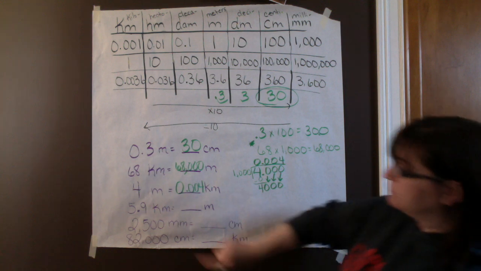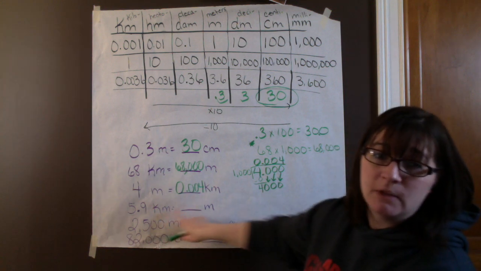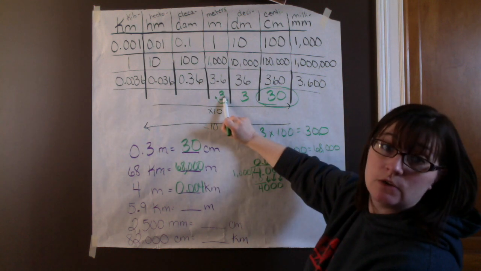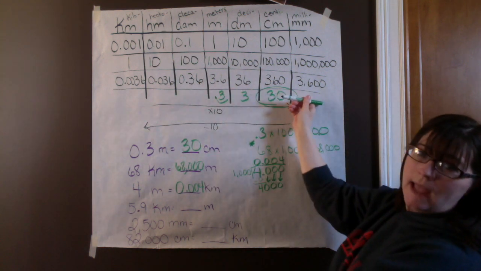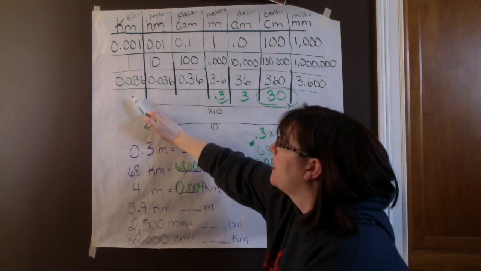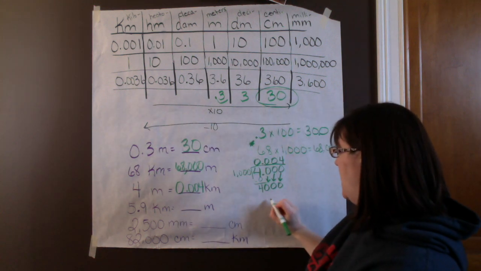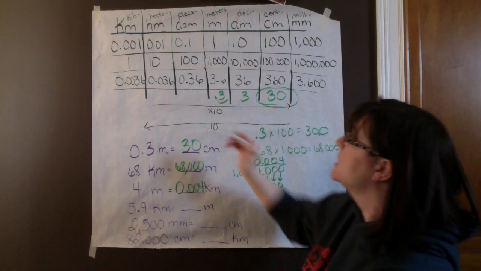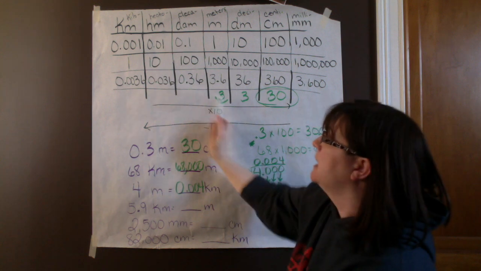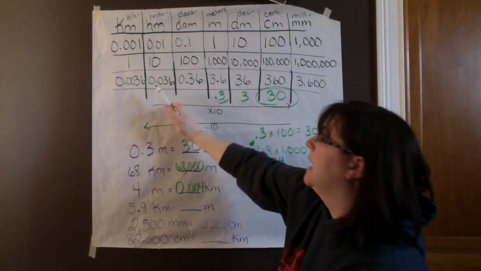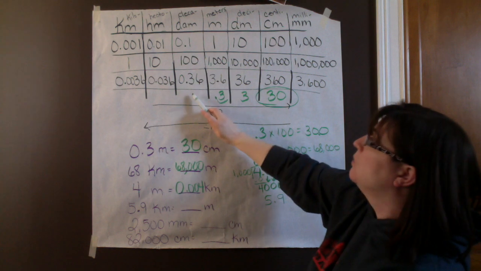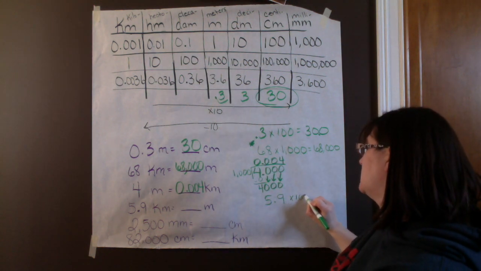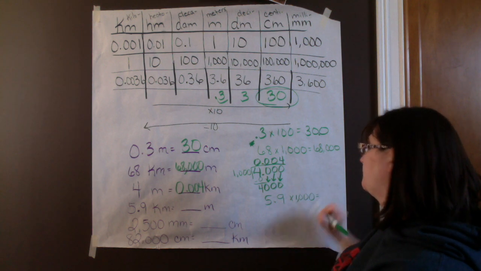Okay, so we've got another one here that's kilometers to meters. So starting with kilometers, and we want to end up here at meters. Since I'm going this way, I'm multiplying. So I'm going to start with 5.9, okay? And so I'm going to end up here. Each place is 10, adding a 0 each time. So 10, 100, 1,000. So I'm going to take this times 1,000.